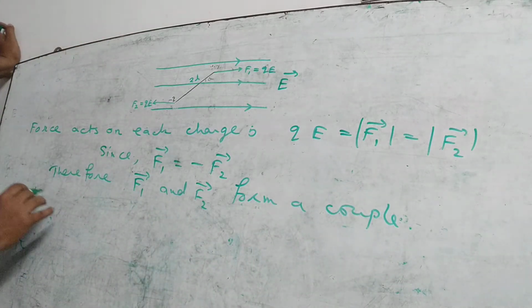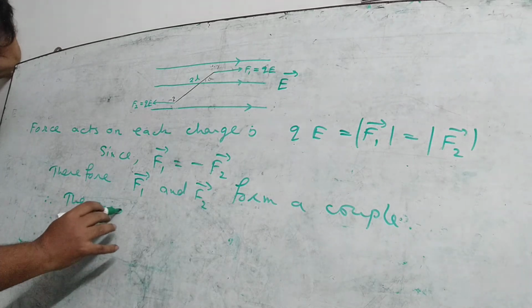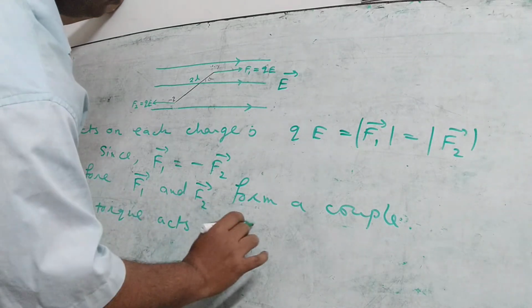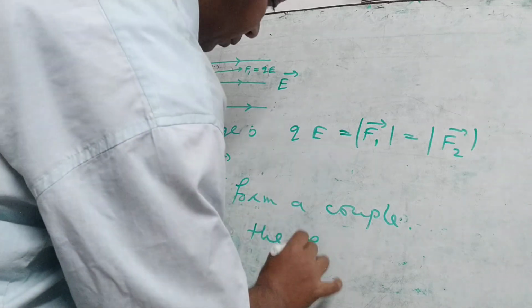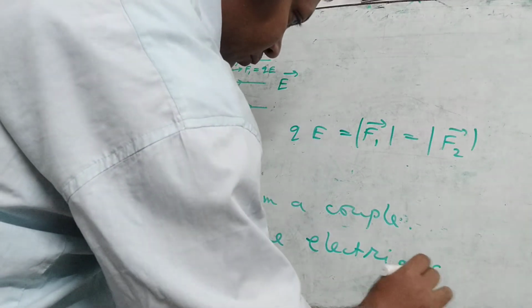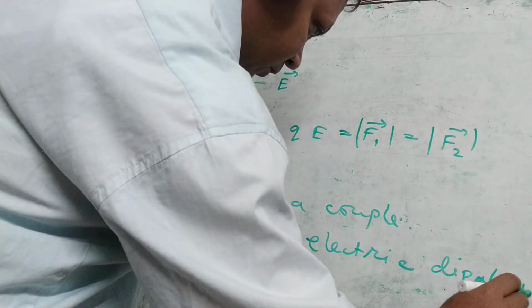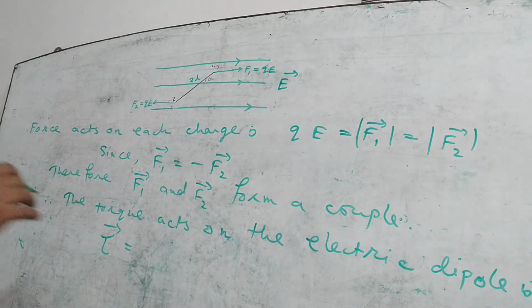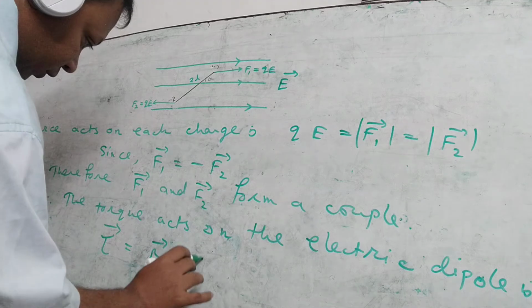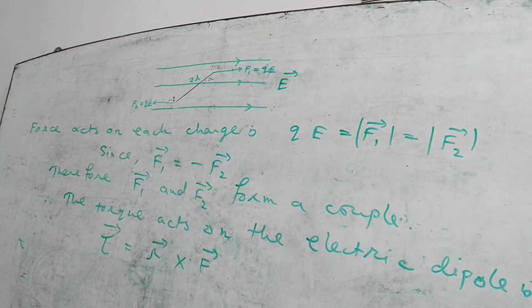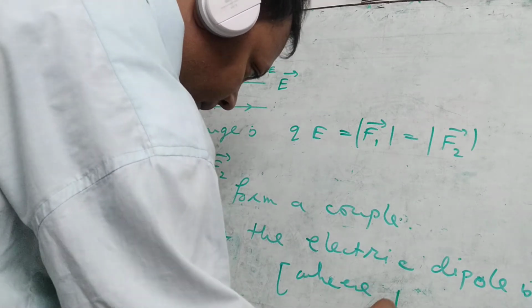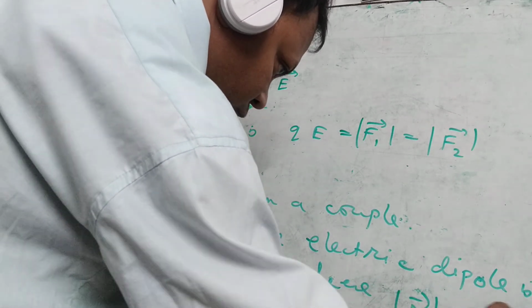Therefore, the torque acting on the electric dipole is tau is equal to r cross F, where the magnitude of r is equal to 2l.